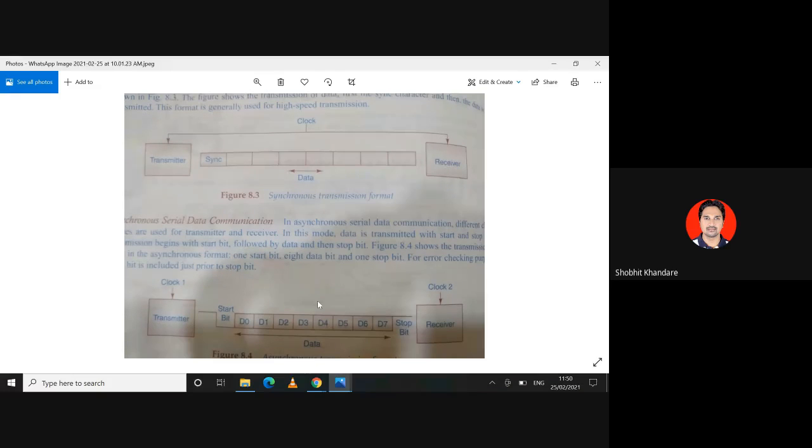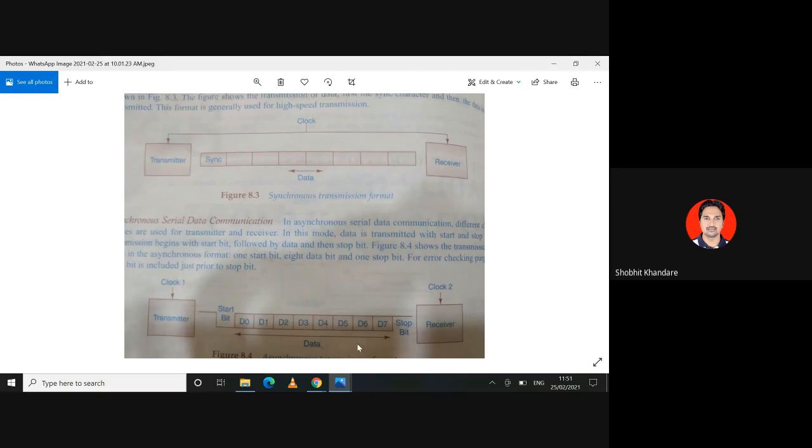Now come to the asynchronous data format. Okay. Now here asynchronous data format में क्या देखो? Transmitter is there and receiver is there. But can you see a clock 1 and clock 2? So clock 1 and clock 2, they are different clocks. They are different clocks because we are understanding asynchronous data transfer. Asynchronous data transfer में transmitter का clock different, receiver का clock different. So there is no synchronization. But then also अगर transmitter को data भेजना है serially, then there has to be a synchronization.